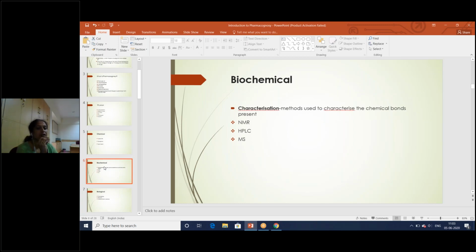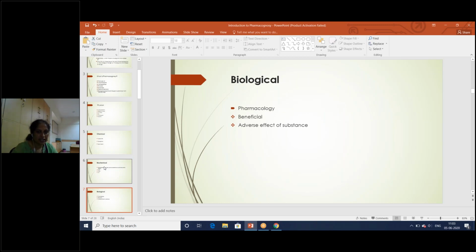That is all done by a few chromatographic or spectroscopic techniques called NMR, HPLC, and mass spectroscopy: high performance liquid chromatography, nuclear magnetic resonance, mass spectroscopy, and infrared spectroscopy. This in detail we'll study later.